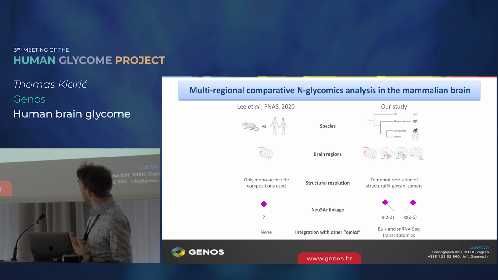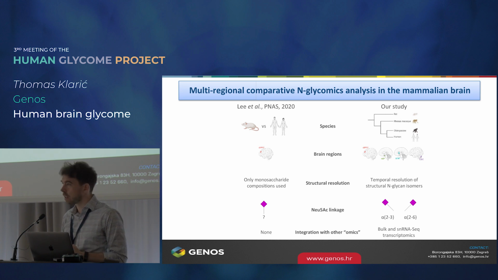Regarding structural resolution of the glycans, while they reported only monosaccharide compositions, and we know how ambiguous that can be, we've tried to go into a lot more detail about structurally defining the glycans that we discovered, including doing linkage-specific derivatization of sialic acid so we can get information about interesting things happening with sialic acid linkage.